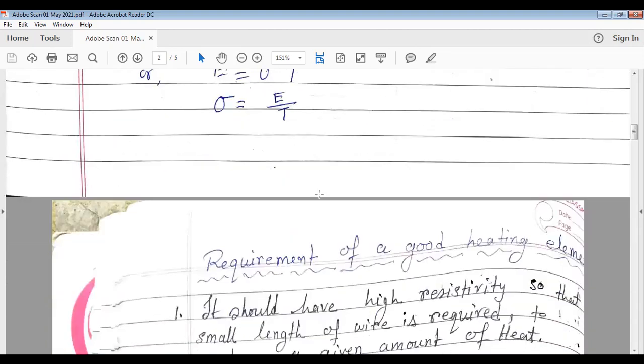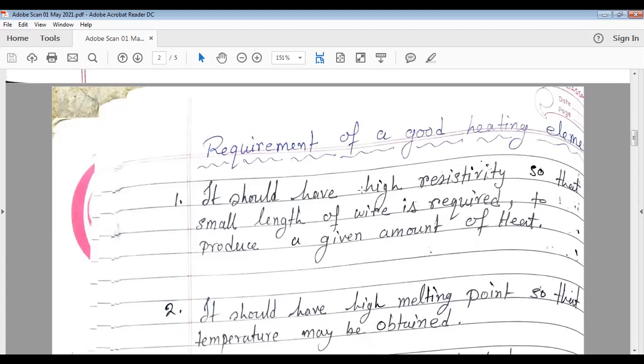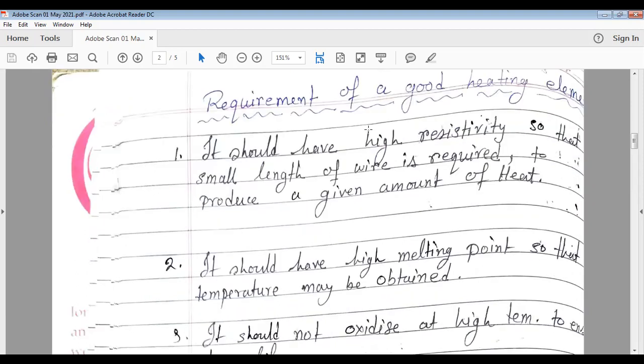Now we should discuss the requirements of good heating elements. You can say healthy heating elements, or economic heating elements. So, what are the requirements for good heating elements?